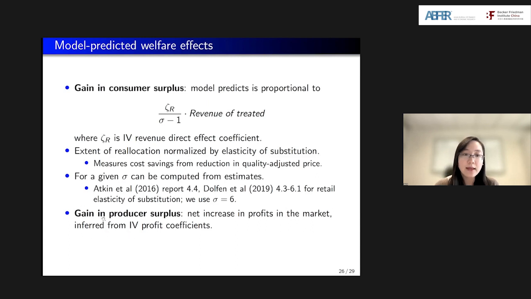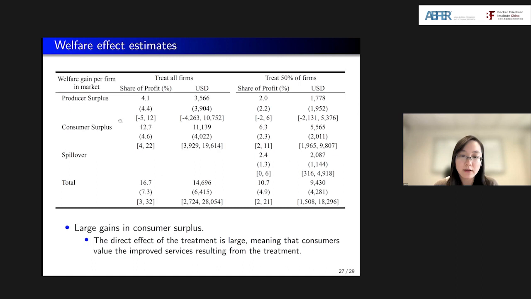And again, producer surplus is defined as a net increase in profits in the market. So using our estimates, we can estimate the producer and consumer surplus, and we consider 2 scenarios here. One is to treat all firms in the market, and the other is to treat 50% of firms in the market. So we can see that in either case, the producer surplus is very small, mainly driven by the fact that although there's a big direct effect, there's also a huge negative business stealing effect from competitors. But we do see a big gain in consumer surplus.